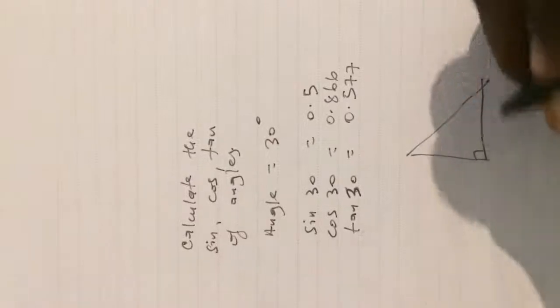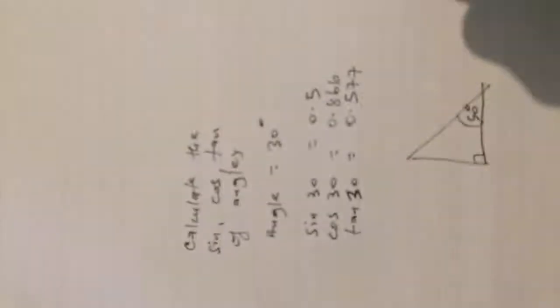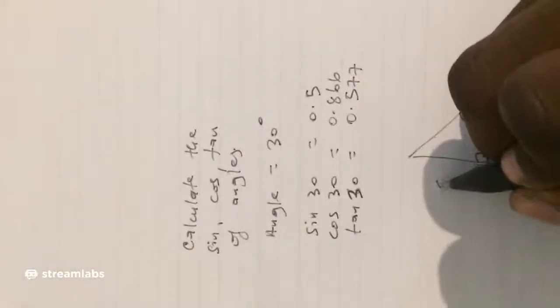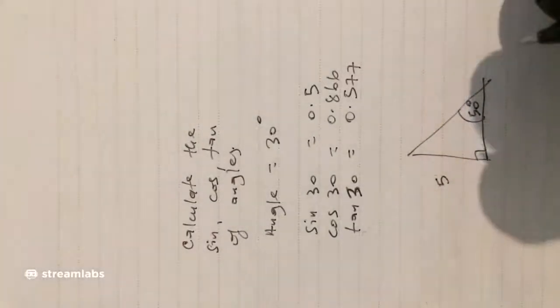I'm going to do an example. Let's say this angle over here is 50 degrees. And we're given that the height of the triangle is 5. And they say, alright, since the height of the triangle is 5.